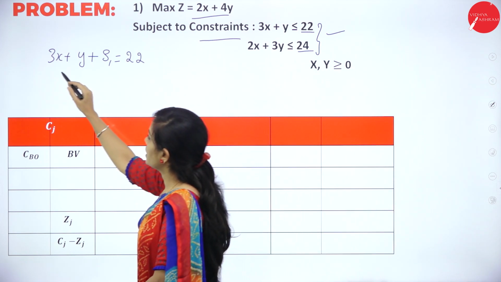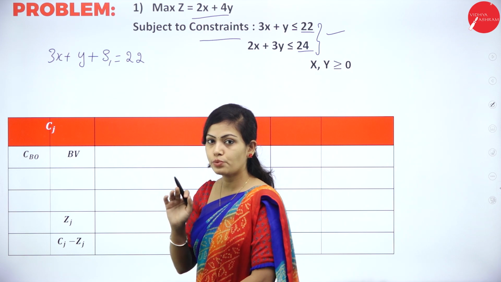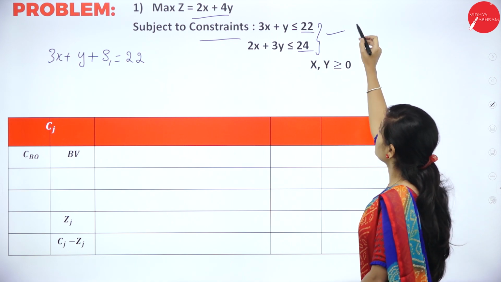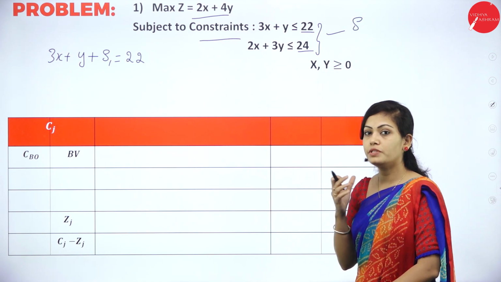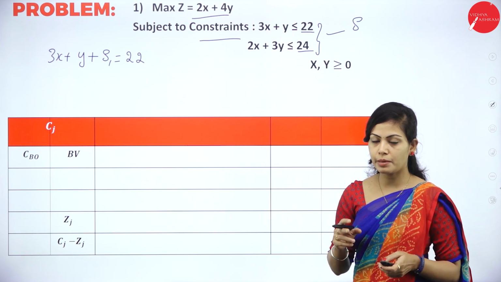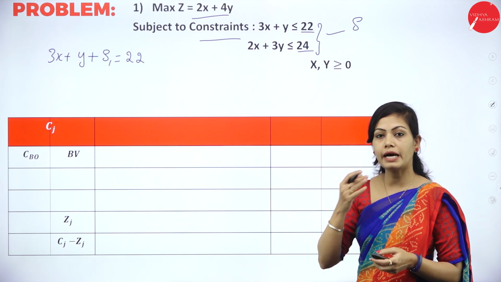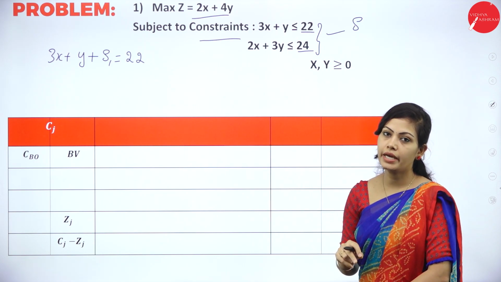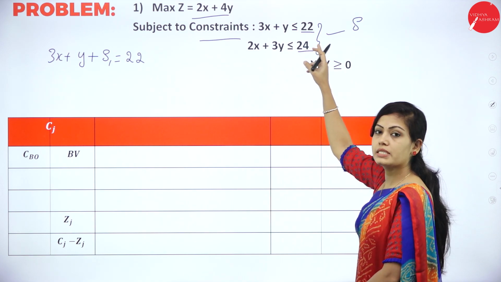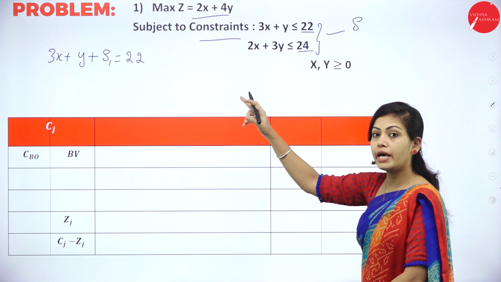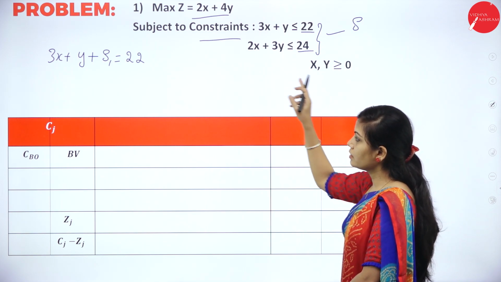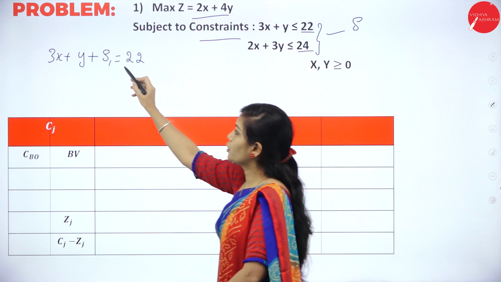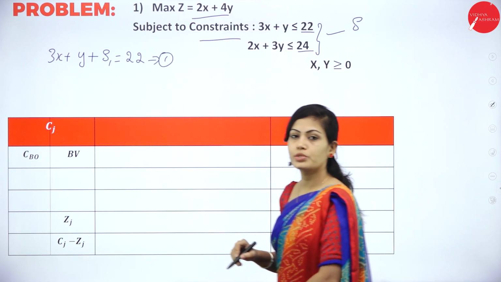So, the equation is 3x plus y plus s1 is equal to 22. S1 is a slack variable. So, what is a slack variable? A slack variable is represented by s. What is the meaning of this slack variable? It is a variable by which all the inequalities are converted into equalities, by adding S1, S2, S3, etc. By adding the slack variable S1, we can convert this inequality into equation format. So, this is equation number 1.